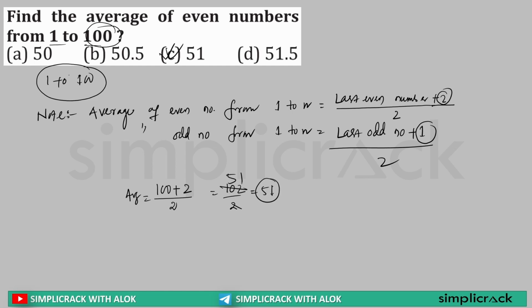Clear? Sir, if in this case it had asked about the odd numbers, what would I have done? Sir, 100 is the even, and 99 is the last odd number. Yes or no? Yes, sir. So the last odd number 99 plus 1 divided by 2, which is equal to 100 by 2. So 100 by 2 is 50. So the average of odd numbers from 1 to 100 is 50. So this is how you should be solving the question.